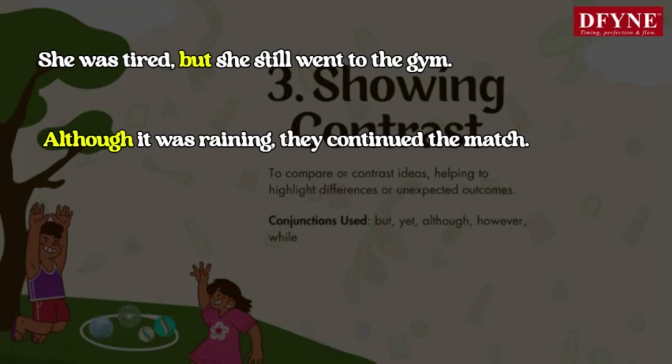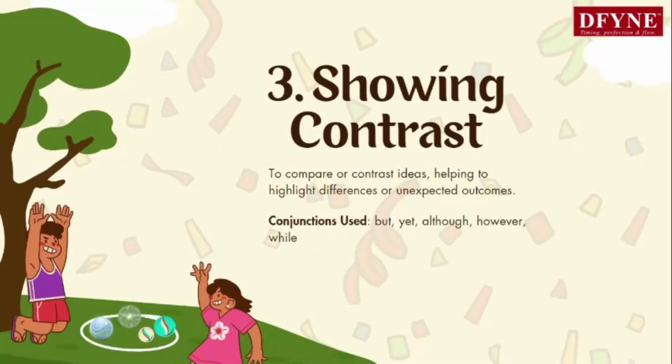In the first example, but introduces a contrast, guiding the reader to recognize the difference between expectation and reality. The second example contains although, which sets up an unexpected outcome, making the narrative more engaging.